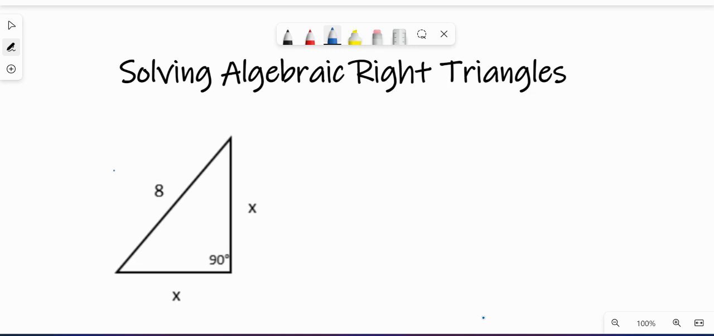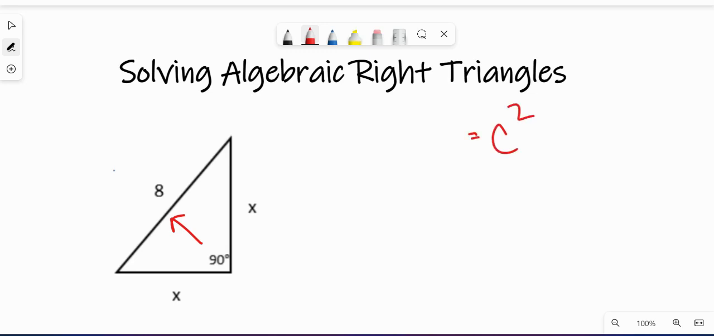So we know whenever we have a right triangle, we have different parts, different sides that have different names. We have the legs and the hypotenuse, okay? And knowing which is which is important when we use our Pythagorean theorem. So the hypotenuse, remember, is always across the right angle. So in this case, my hypotenuse is 8, all right?